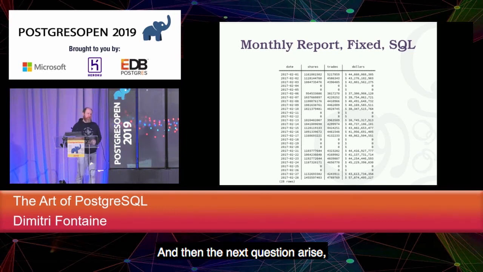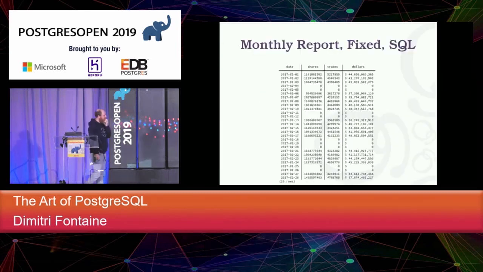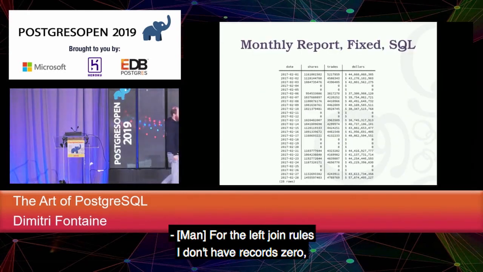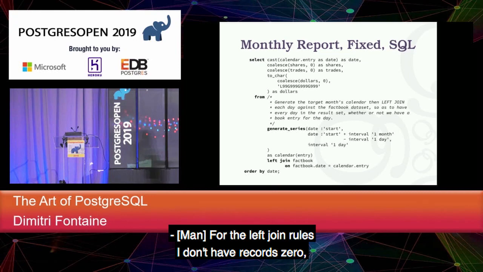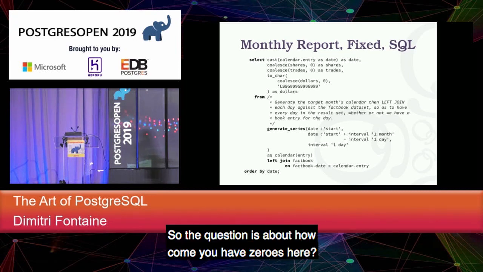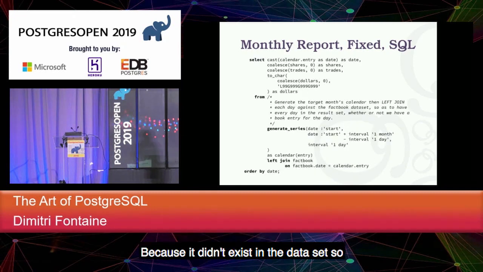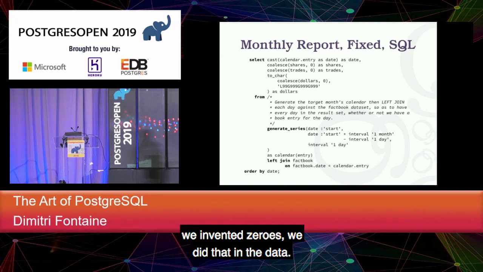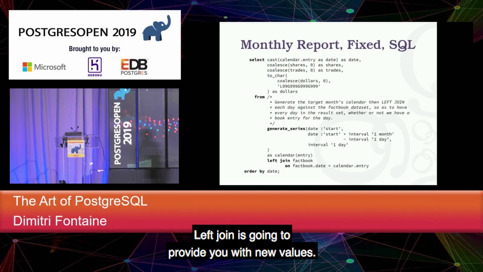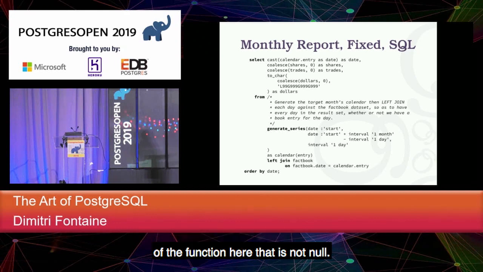And then the next question arises. Yes, question. So for the left join rows that don't have the records, it's 0 because you use coalesce there, actually. Yeah, I use COALESCE. Good question. So the question is about how come you have zeros here? Where does that come from? Because it didn't exist in the data set. So we invented zeros. We didn't have any data. Left join is going to provide you with null values. And COALESCE is going to take the first argument of the function here that is not null.